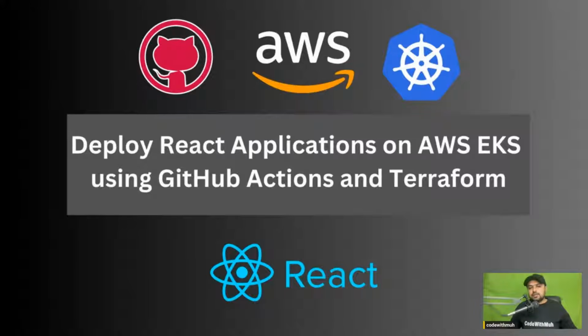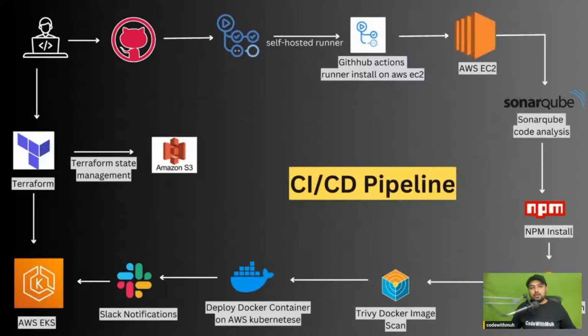So our topic, as we know, is to deploy a React application on AWS EKS. We will be using different technologies. So let's have a look at our diagram, like how this GitHub Actions pipeline will work. Initially, the developer will push the code to GitHub, and then on GitHub we will have GitHub Actions. Okay, and these GitHub Actions will be hosted on AWS EC2.